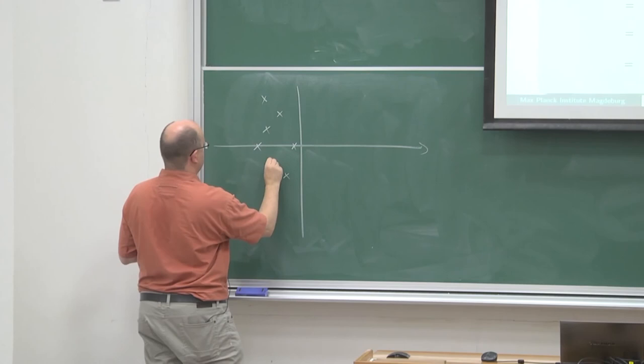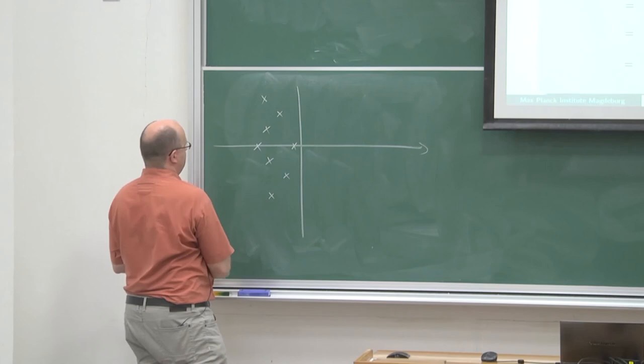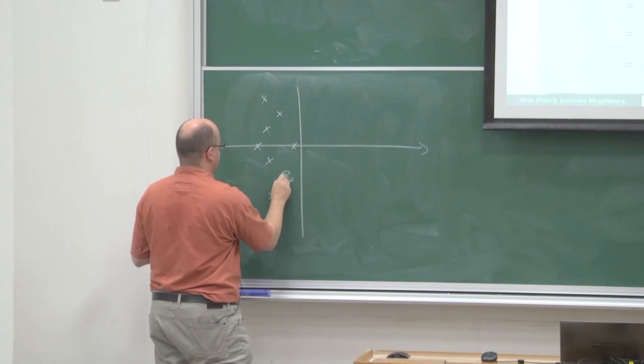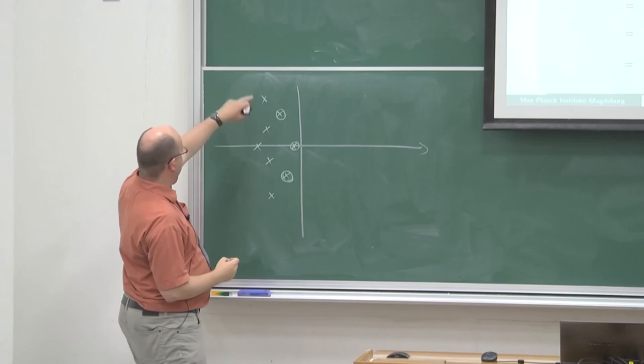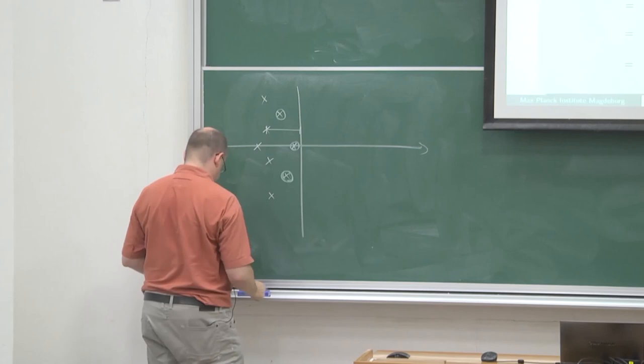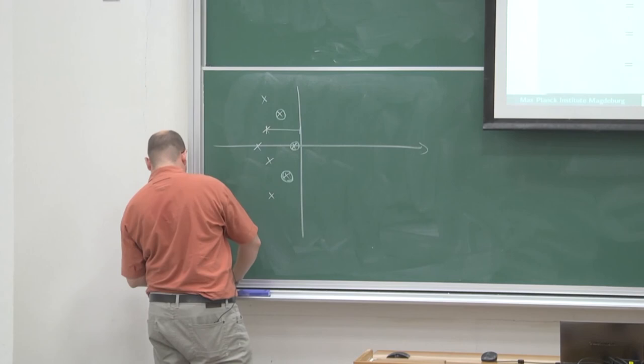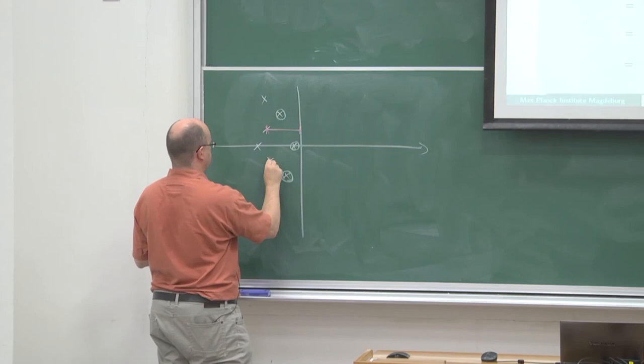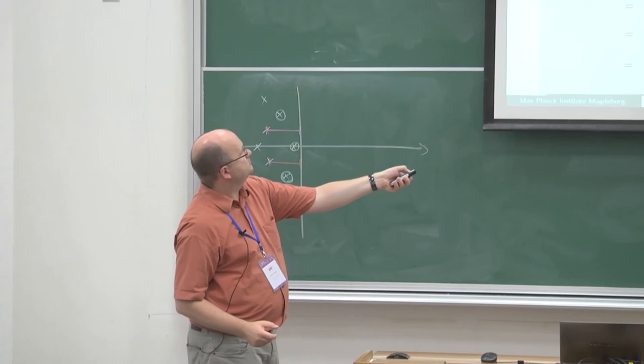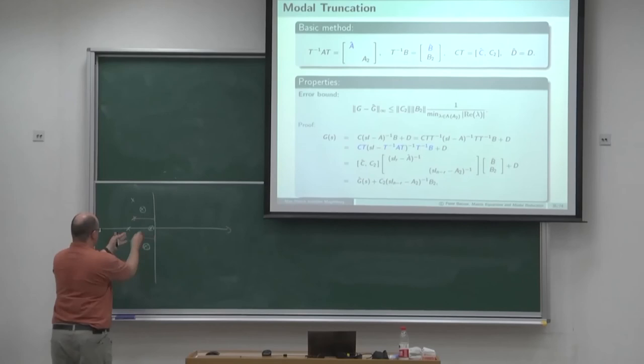So they are somewhere here and here and here and here. Now say that you have selected these 3 eigenvalues in your reduced order model, and you're left with the other one. So the minimum distance to the imaginary axis is here. And this then defines your error bound. This is what you have here. 1 over that distance, so the larger the distance, the better the error bound.